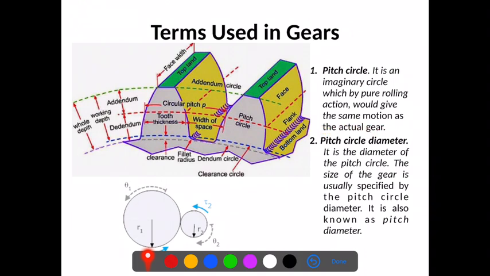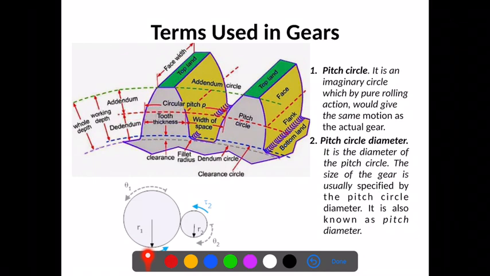So instead of gear drive, if you are using frictional discs, whatever motion is given by this frictional disc, the same motion is being provided by the gear drive. The pitch circle is an imaginary circle which by pure rolling action would give the same motion as the actual gear. So you can see, this is called a pitch circle. This is an imaginary circle and it would give the same motion as the actual gear.